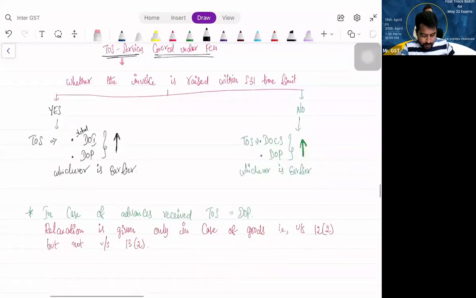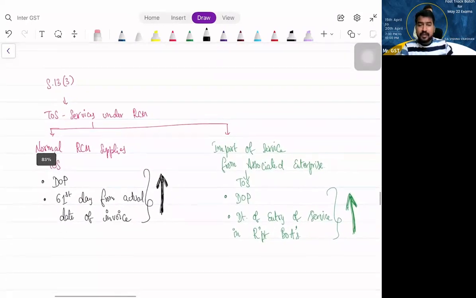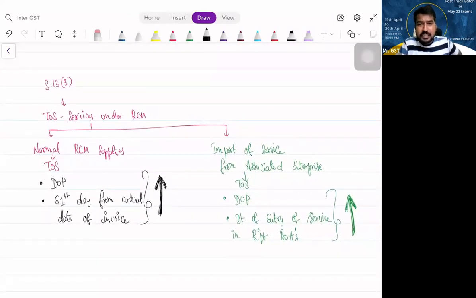Right. Now, 13 subsection 3. Before going to 13 subsection 3, you remember 12 subsection 3 by any chance? How many dates will you compare? Three dates. Date of receipt of goods. Next, the 31st day from the date of invoice. Next, date of payment.